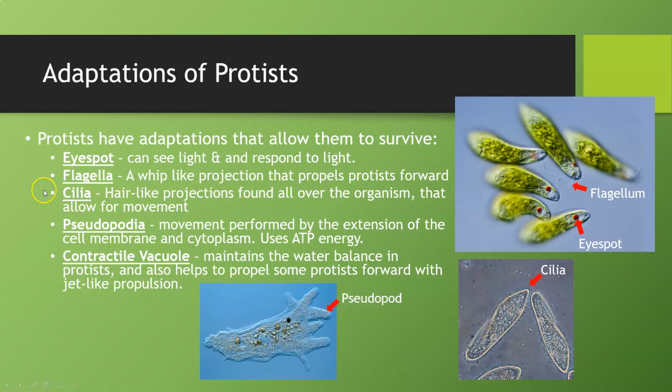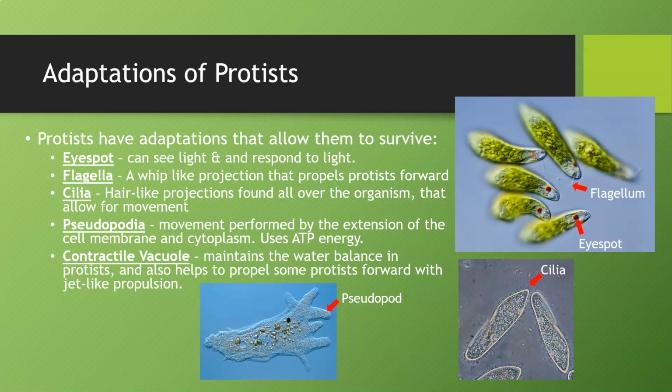Okay. Now, some protists have what are called cilia, which are hair-like projections that are found all over the organism, and this is what allows them to move. So if you look at this image here of the paramecium, you'll see these little hair-like projections that seem to surround this foot-shaped organism. Okay, those hair-like projections are the cilia. They move very rapidly back and forth, and that allows the paramecia to move in all directions as necessary.